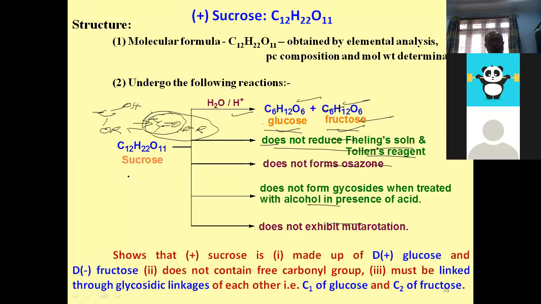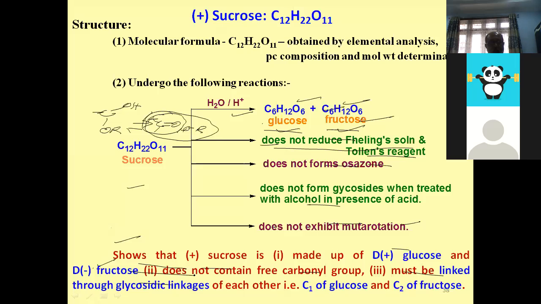This shows that sucrose is made up of D-glucose and D-fructose. Remember, glucose is dextrorotatory, but fructose is levorotatory. So D minus fructose, and it does not contain a free carbonyl group. This is another piece of information. And the third information, they must be linked through glycosidic linkage.